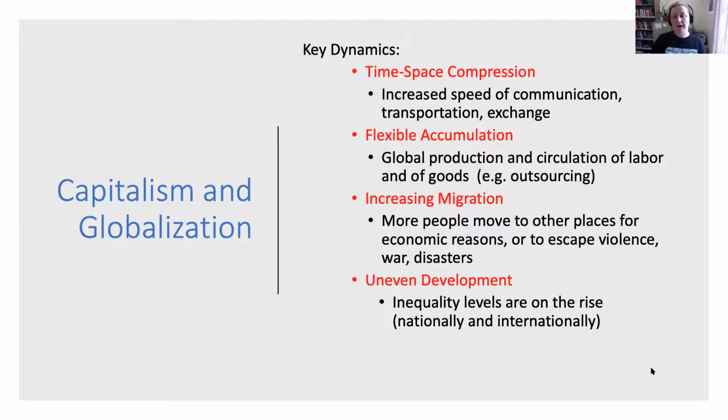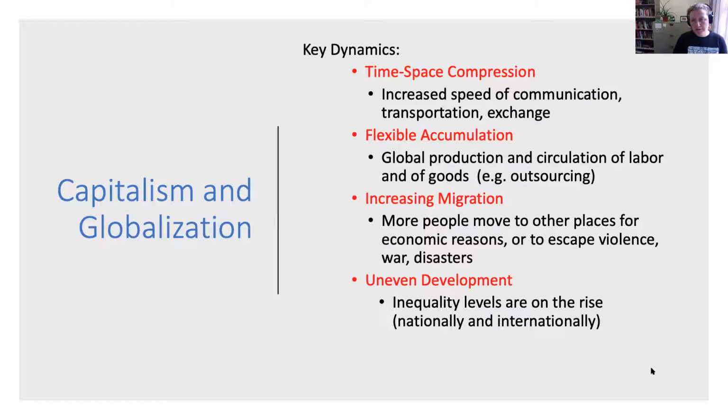And then the final aspect of globalization is uneven development. So as the circulation is happening, as flexible accumulation is taking place, what we see is actually an increase of inequality between the rich and the poor. Now, this uneven development happens on the global scale, but it also happens nationally. So there's been a lot of studies about increasing inequality in the last 40, 50 years within the United States, within Western Europe, but also globally, right?